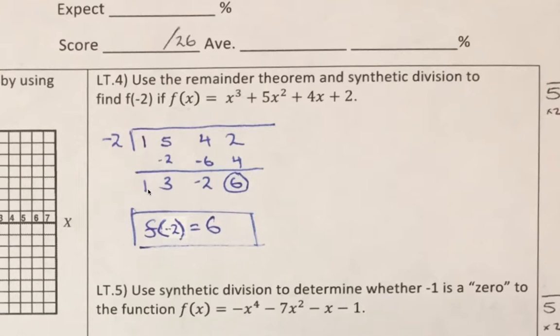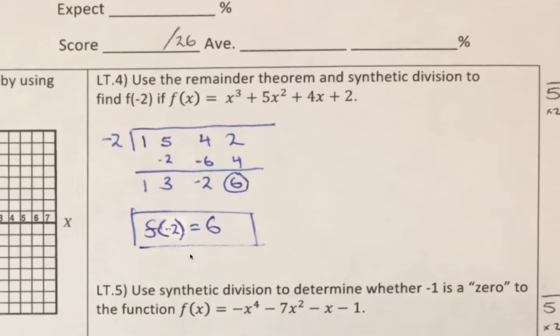Negative 2 times 1 is negative 2. And then 5 minus 2 is 3. Negative 2 times 3 is negative 6. 4 minus 6 is negative 2. Negative 2 times negative 2 is positive 4. 2 plus 4 is 6. And so f of negative 2 is equal to 6.